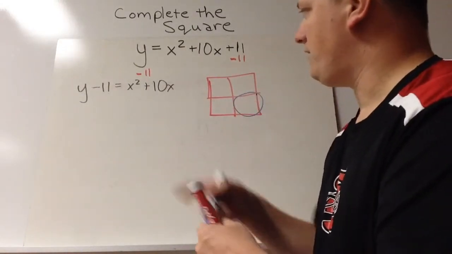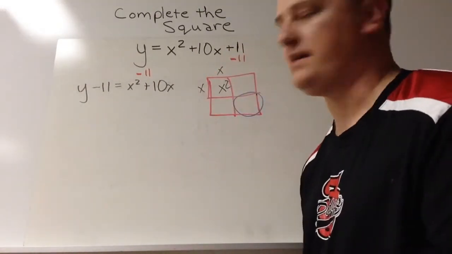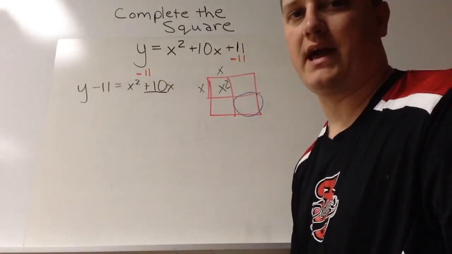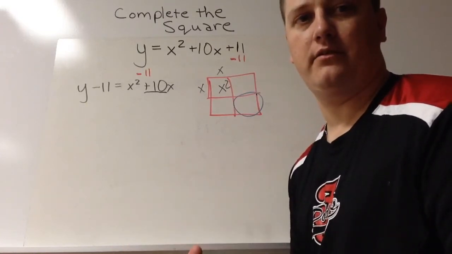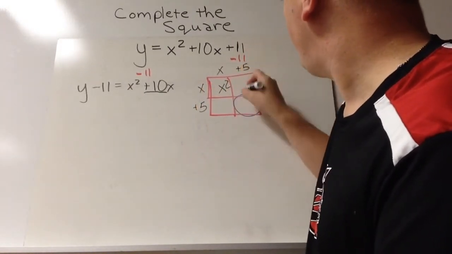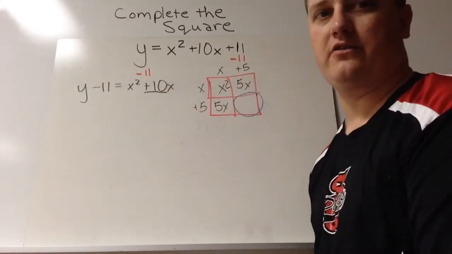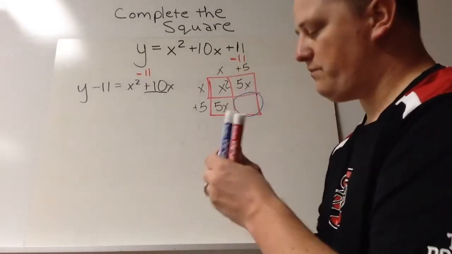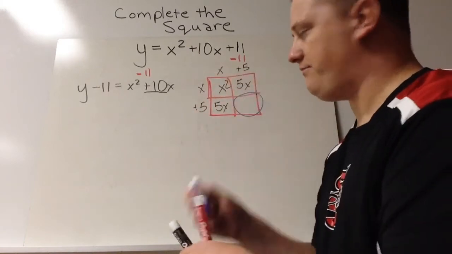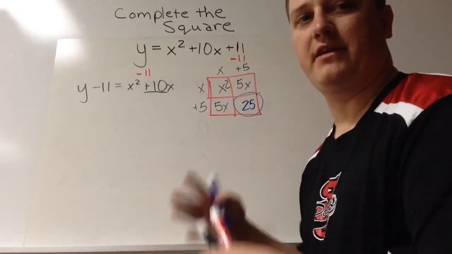So what we do is we take x squared, put it here, and that comes from x and x. Then we take this b value, the positive 10x, and we cut it in half. So positive 10 becomes positive 5, and positive 5, so we get 5x here and 5x here. 5x and 5x make 10x. So we cut it in half. Then we figure out what goes in this box. We take positive 5 times positive 5, we get 25. If you notice, 25 is a perfect square.